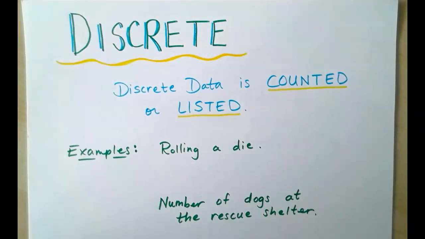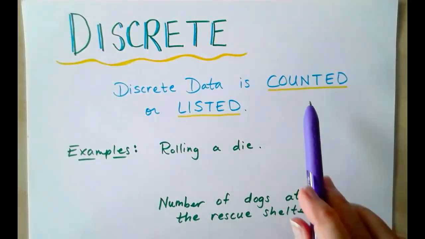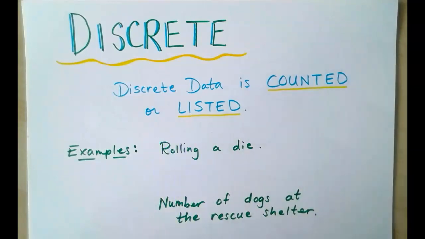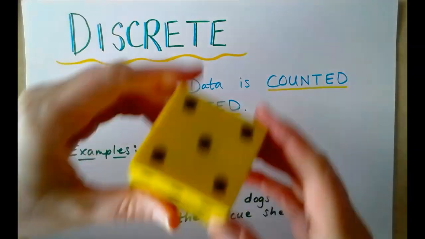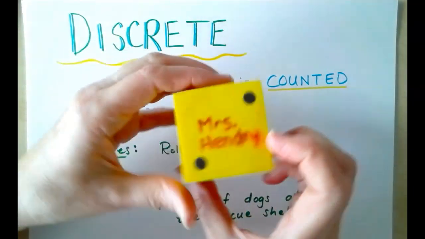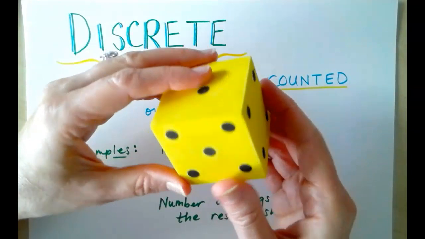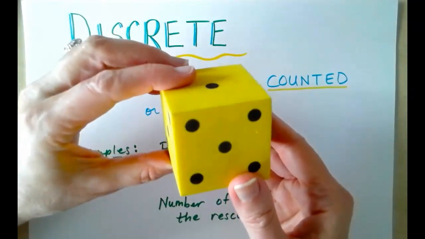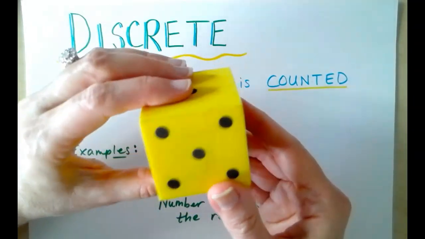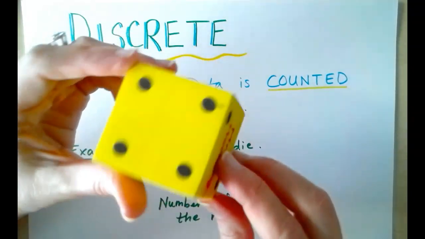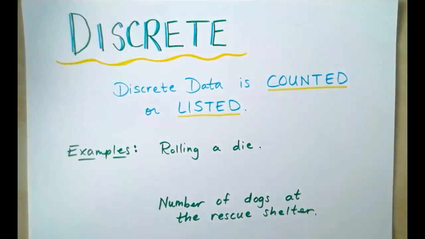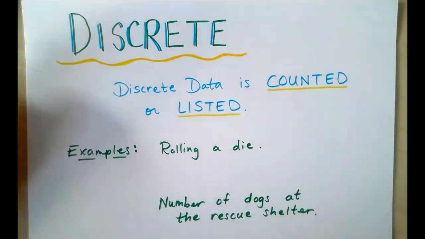So first of all, discrete. Discrete data is either counted or listed. And a good picture of a discrete model is rolling a die. So here's a die, and this is my die, Mrs. Hendry. And obviously a die has 6 sides, not 5 1/2, not 4 3/4. It has exactly 6 sides. And those 6 sides all have a number on them.